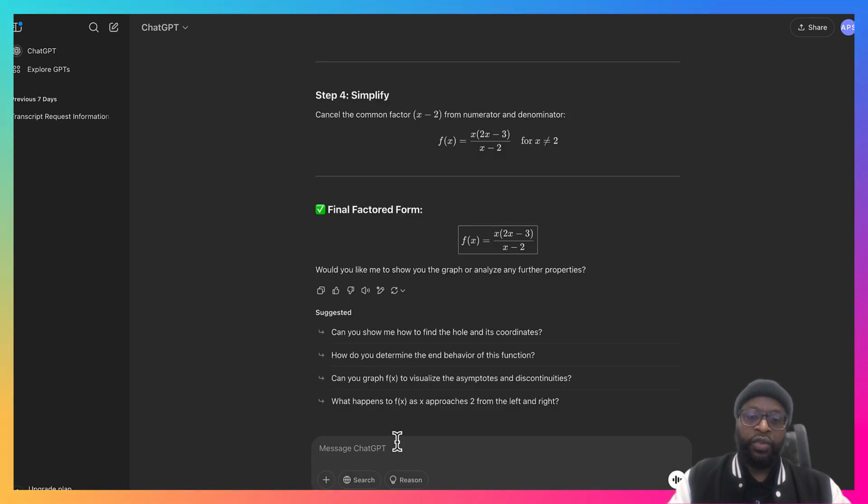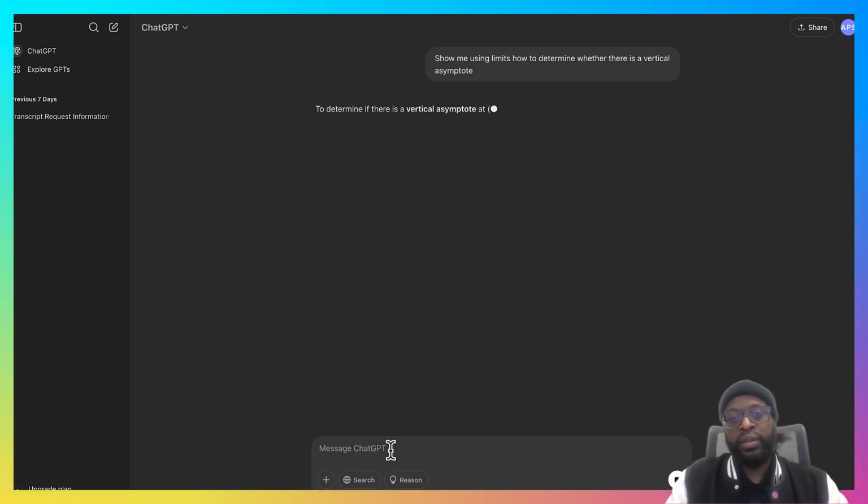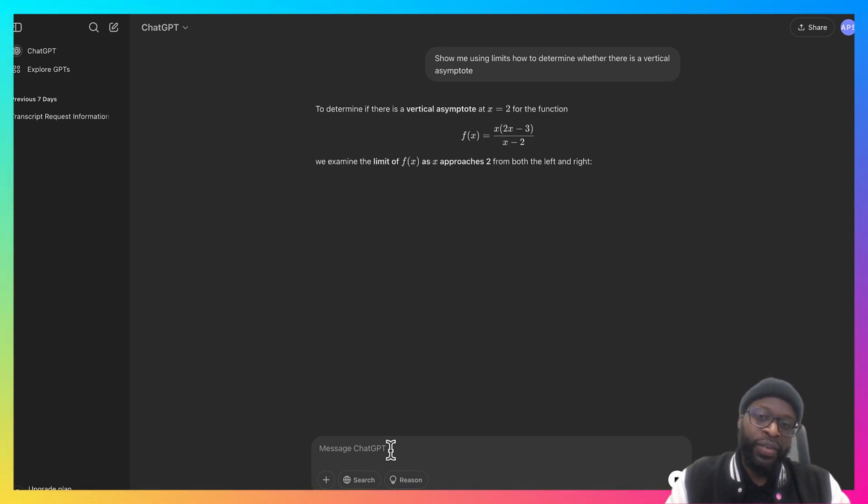One last thing I would like for ChatGPT to do is show me, using limits, how to determine whether there's a vertical asymptote. Okay, so let's see. Actually, this might actually call it out.